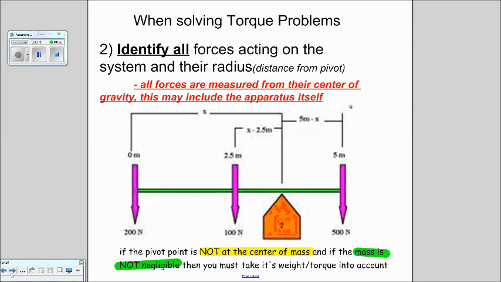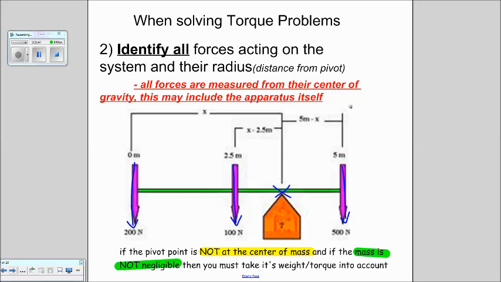Number 2, you want to identify all forces acting on it. This is when you're doing it with a linear torque equals RF. If you look at the forces acting on it, here's one, and here's one. So I have my axis of rotation and my forces acting on it. Please note, it's important if the pivot point's not at the center of mass, and if the mass isn't negligible.